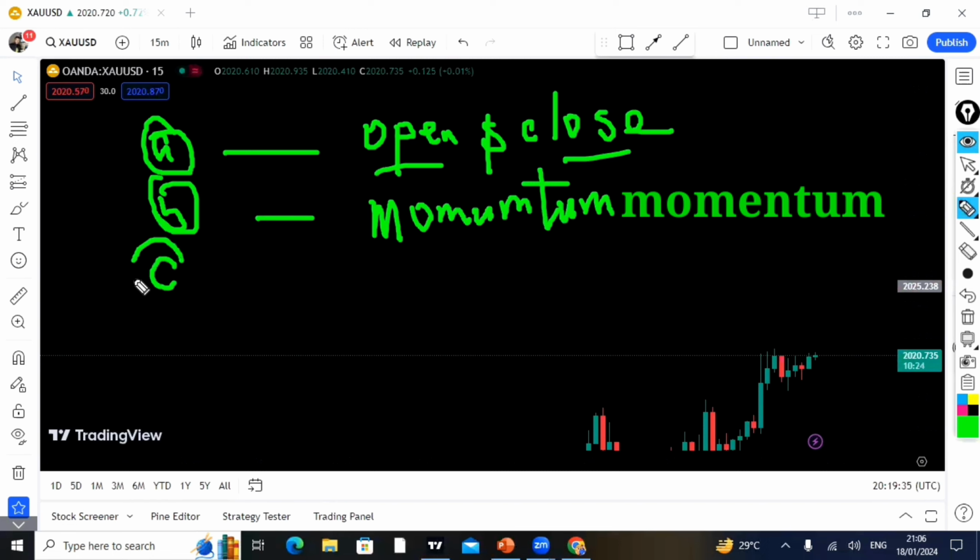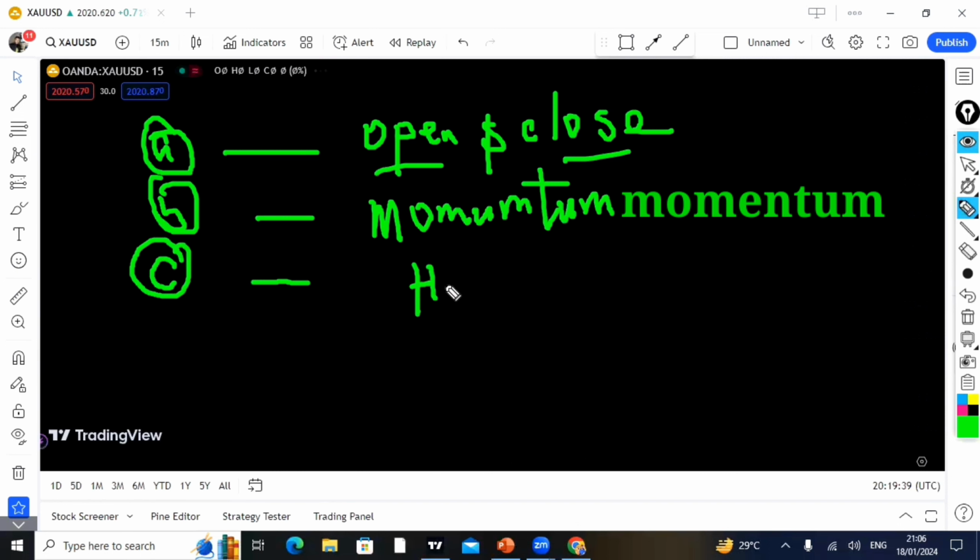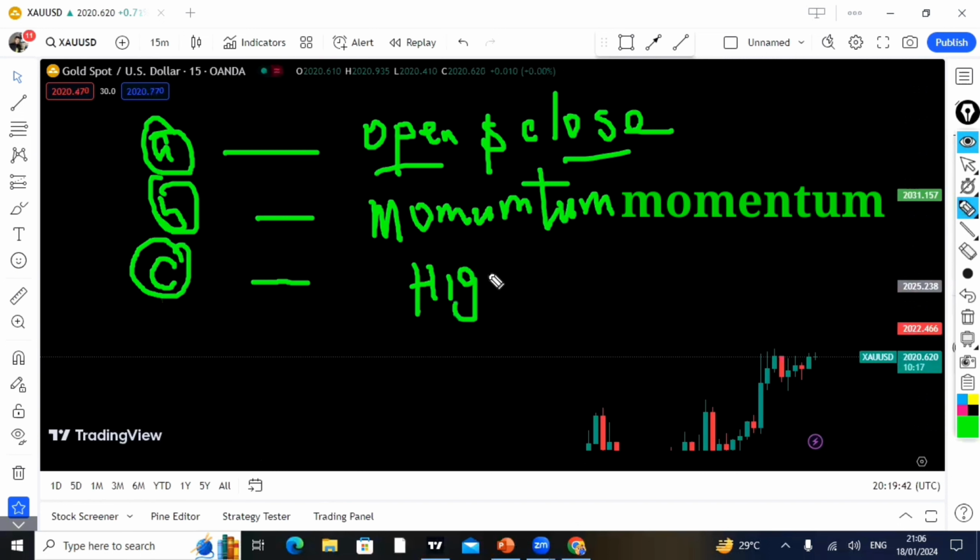Another information we can get from candlestick is that candlestick gives us information about the highs. Right? Candlestick will give us information about how high buyers were able to push the market.